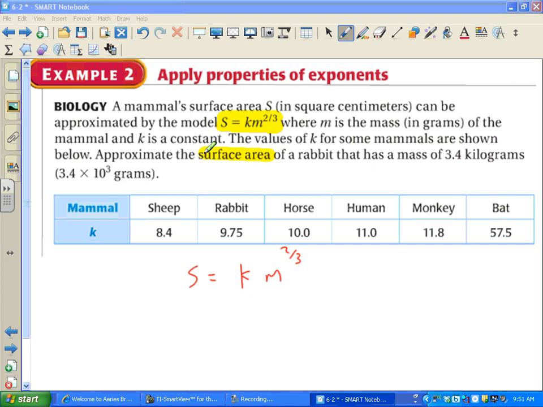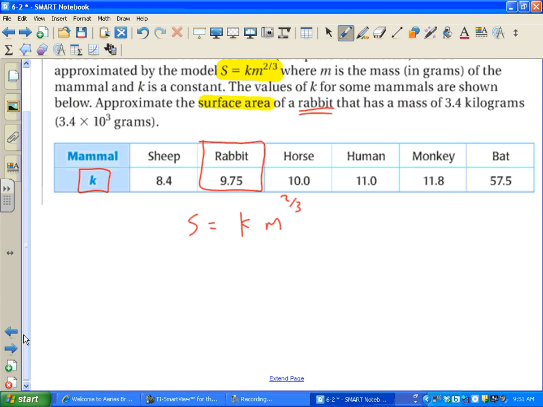It says K is a constant for mammals. We're talking about a rabbit in this case, so that means our constant, which is K, must be the constant for the rabbit. That takes care of my value for K. Again, we're solving for the surface area. K is 9.75. Next up.